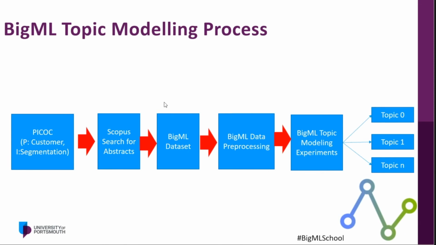So, a really simplified process. I did this live a few weeks ago with some students. They wanted to look at customer segmentation. That was the I and the C. We did a Scopus search for abstracts. We then uploaded those abstracts into BigML. We did a little bit of text pre-processing and source configuration, because we only did topic modeling on the abstracts, nothing else. And we did some topic modeling experiments in order to produce the outcomes that we've got.